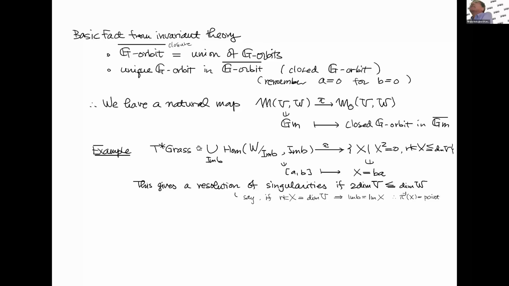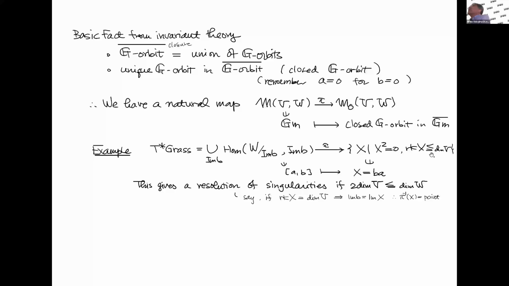And in the simplest example, the first quotient is the cotangent bundle of the Grassmannian. So this is a set of A's and B's. The second quotient is, as I just explained, the space of linear maps X whose square is equal to 0 and rank is smaller than or equal to dimension V. And this map is given by just extending the map which I used in the identification of the quotient space with X, namely it is given by X equals B times A. Then you can study the property of the map pi in this particular example.